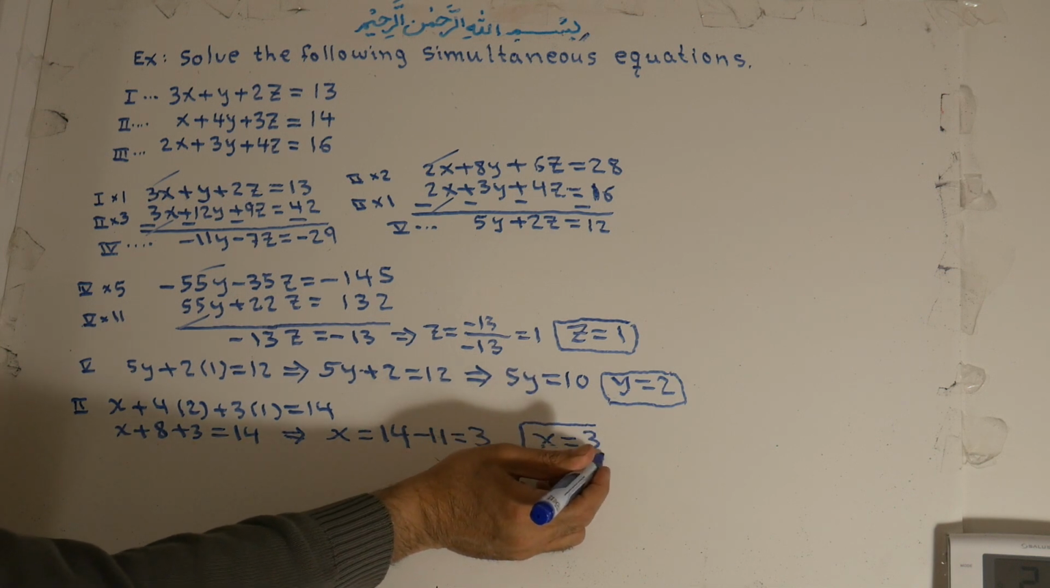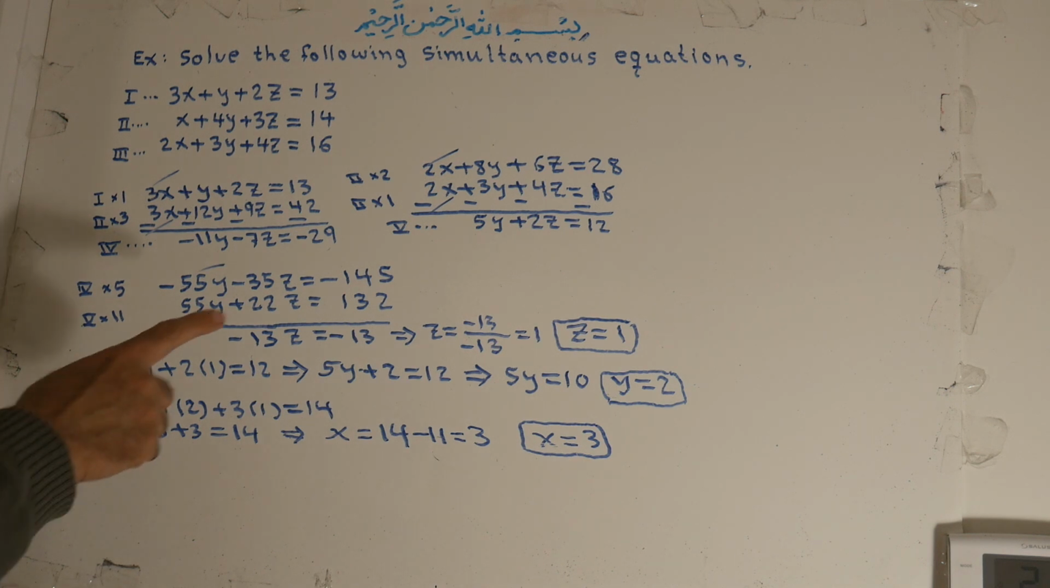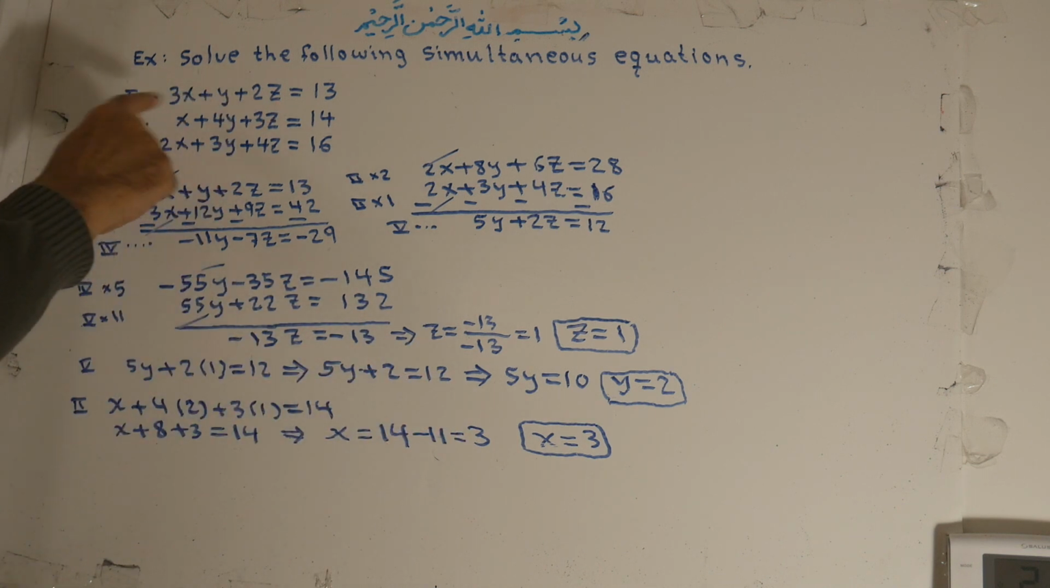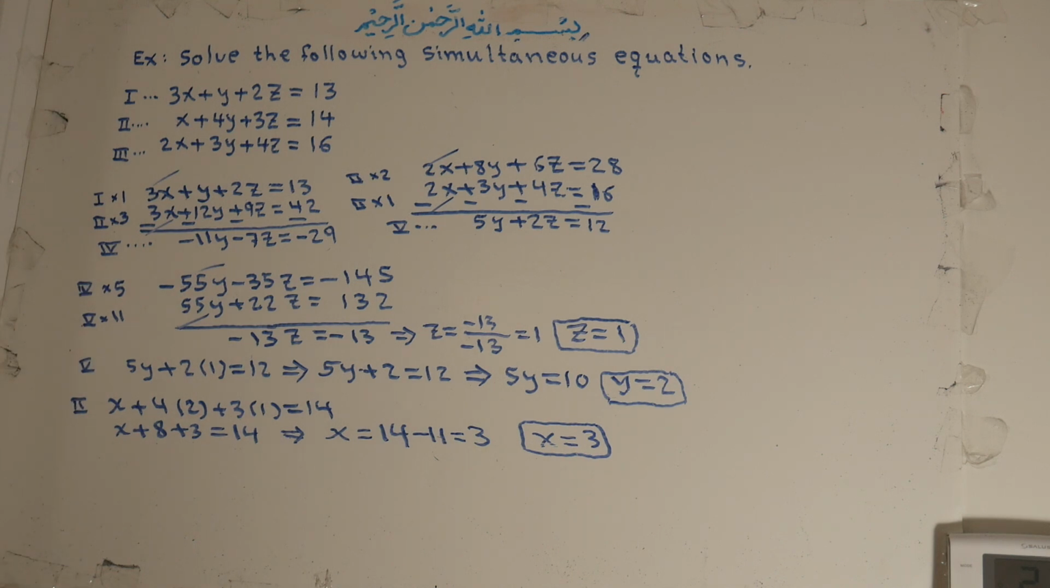So now, because these are equations with 3 unknowns, we have 3 values. The value for z is 1, for y is equal to 2, and for x is equal to 3. And if you put all of these values in any of these equations, both sides of the equations become equal. And I think one example is enough for this one. Then we will solve some more examples in the next lesson.